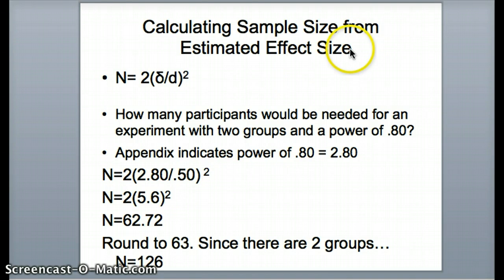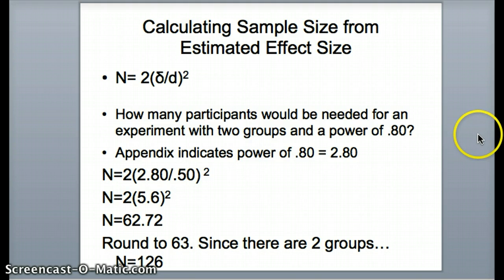So the formula for calculating sample size based on effect size and power is n, and the n is going to be the total number that you need, equals 2 multiplied by delta divided by effect size squared. So to plug in some numbers and see how that formula would work, one example is how many participants would be needed for an experiment with two groups and a power of 0.80.